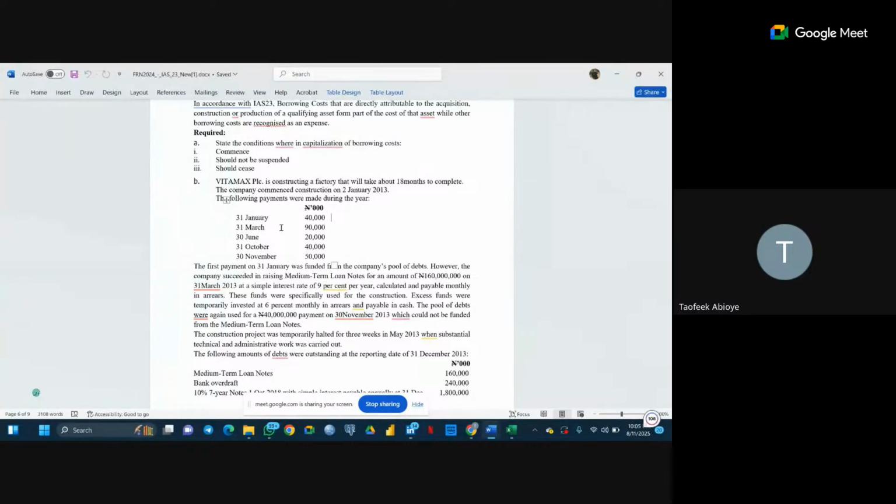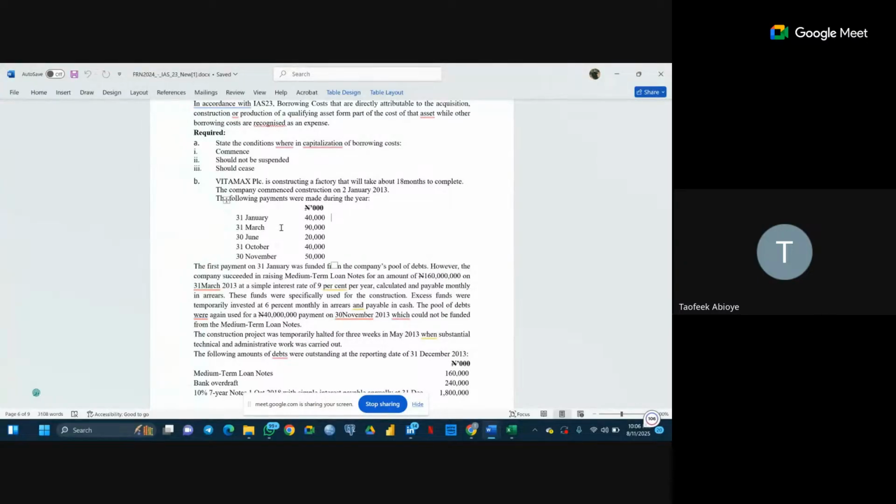The pool of debt was again used for 40 million. You see, this second drawing of 40 million, that will be when? On 30 November 2013, which is this last one here. 40 million is also from the pool of funds, which could not be funded from the medium-term loan note. The construction project was temporarily altered.